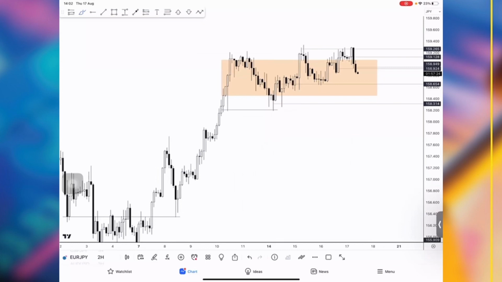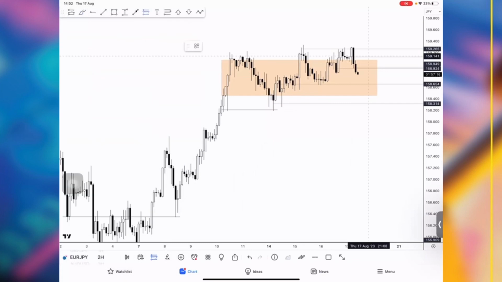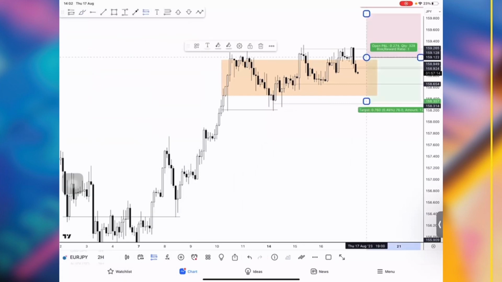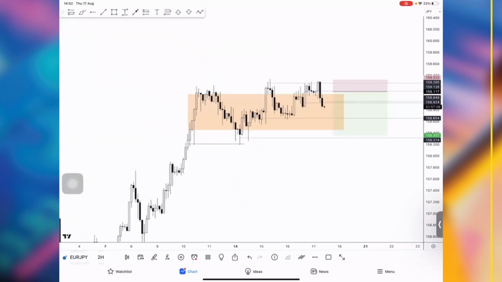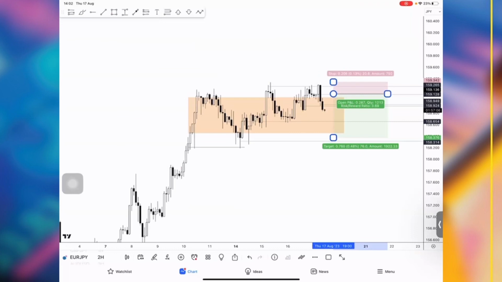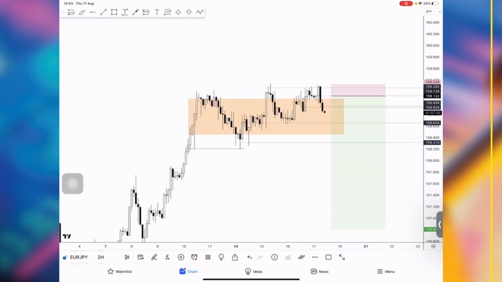So what I see currently is very simple. We can find just a selling opportunity on these levels and put our stop loss above the structure. It is that simple. We can find this counter trend opportunity and put our stop loss above the structure. This is how I see Euro JPY currently.